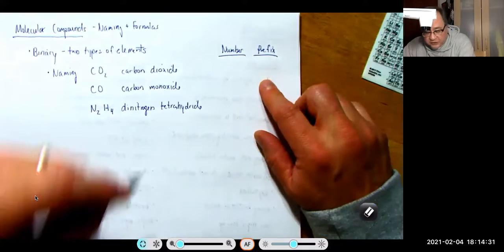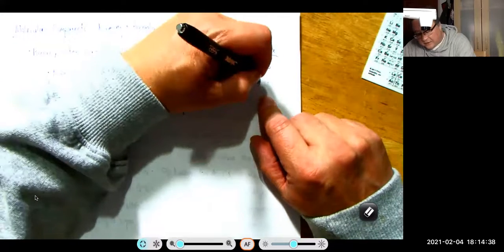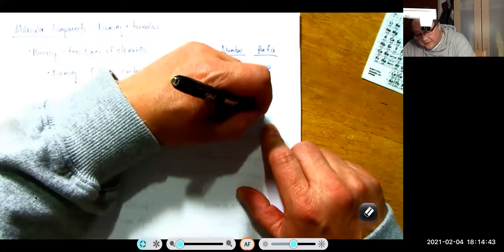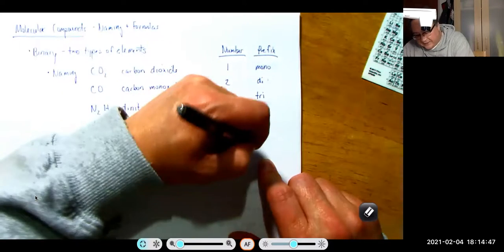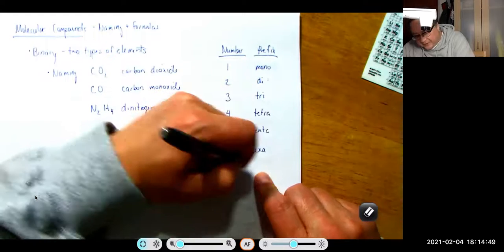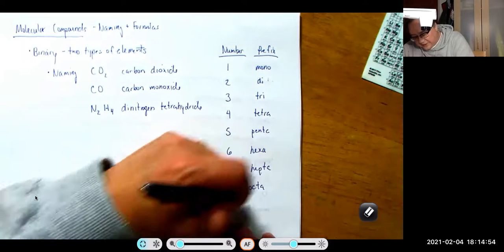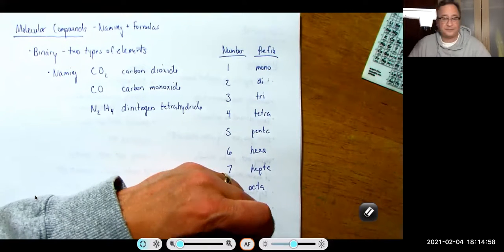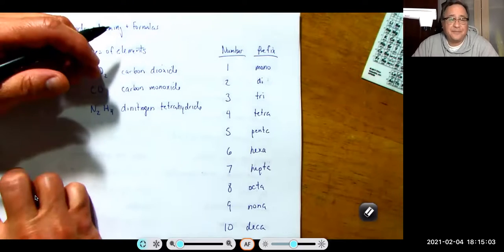So if the number is 1, the prefix is mono. 2 is di, 3 is tri, 4 is tetra, 5 is penta, 6 is hexa, 7 is hepta, 8 is octa, 9 is nona, and 10 is deca. So you should memorize those prefixes.